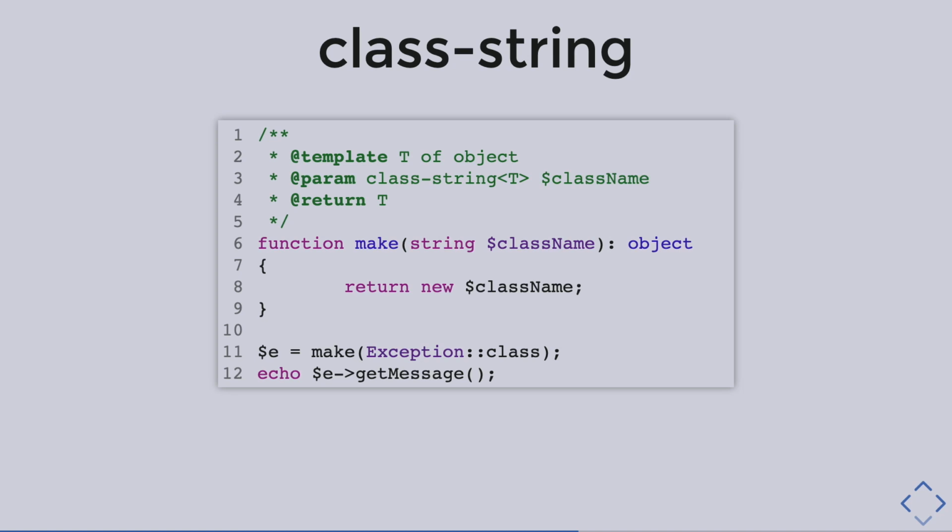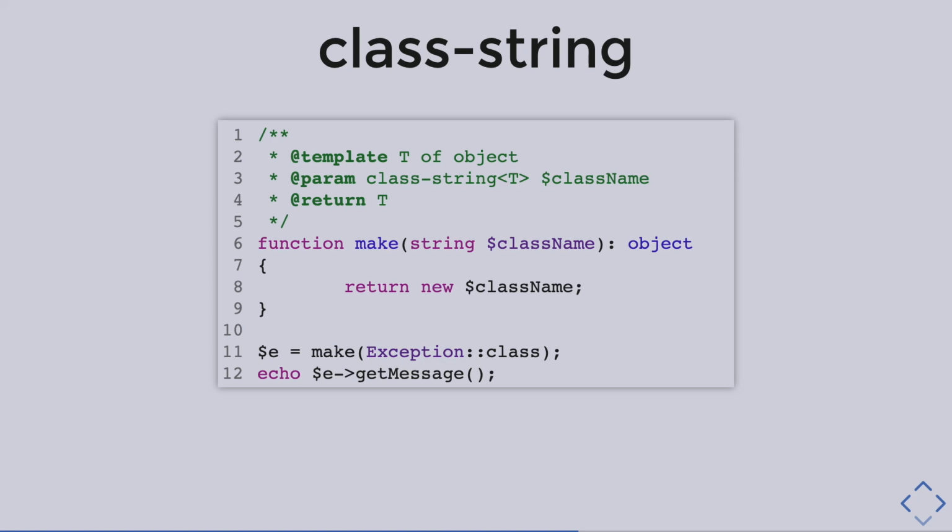Another important thing is the pseudo-type class-string. It will allow us to say that T is an object, but an object which is an implementation of the fully qualified class name that I give in parameters. So $className is FQCN, and I will return an object which is of the type I give in parameter.